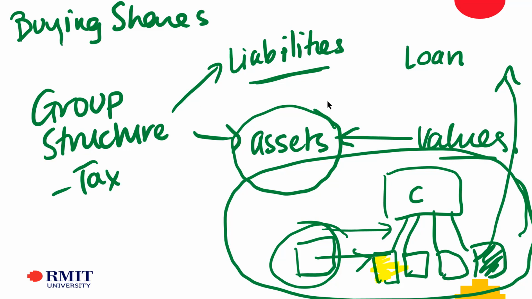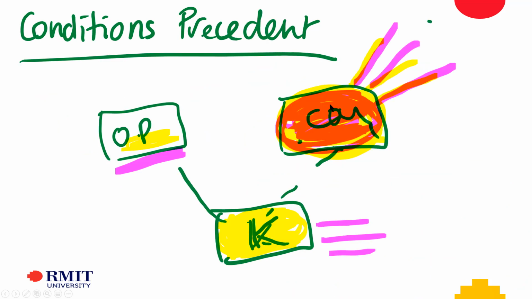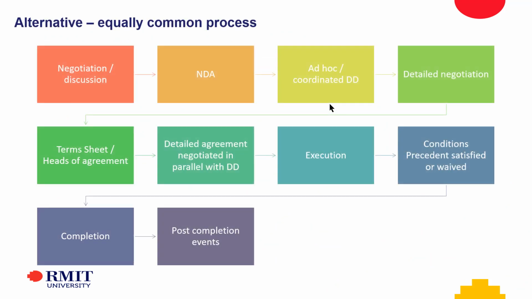So anything else that we want to throw in there? I think across everything we've talked about, the kinds of issues that come up, this is, again, an equally common process. I'm not going to step you through it one by one, and again, that orangey colour is very difficult to read on the screen. I apologise for that. It's like the ad hoc coordinated due diligence prior to detailed negotiation.